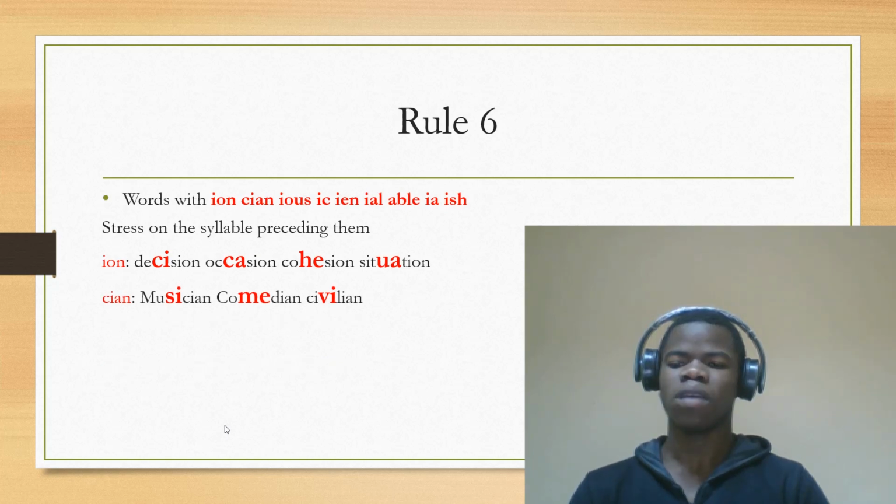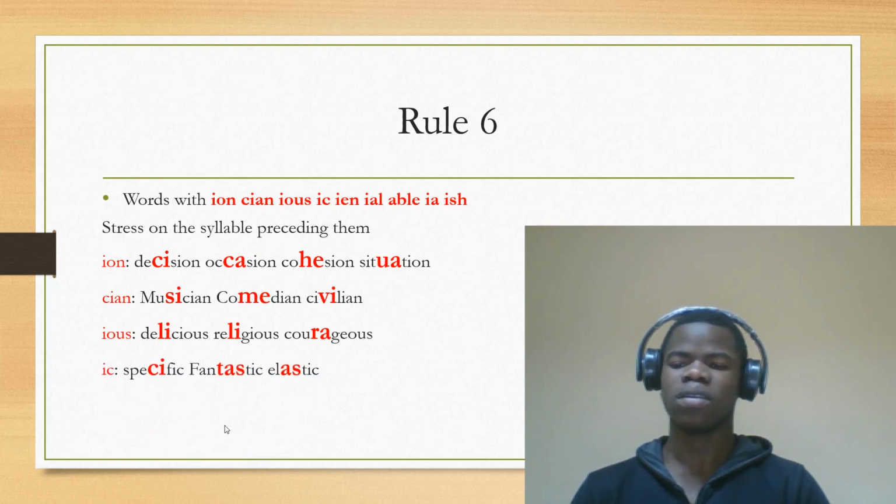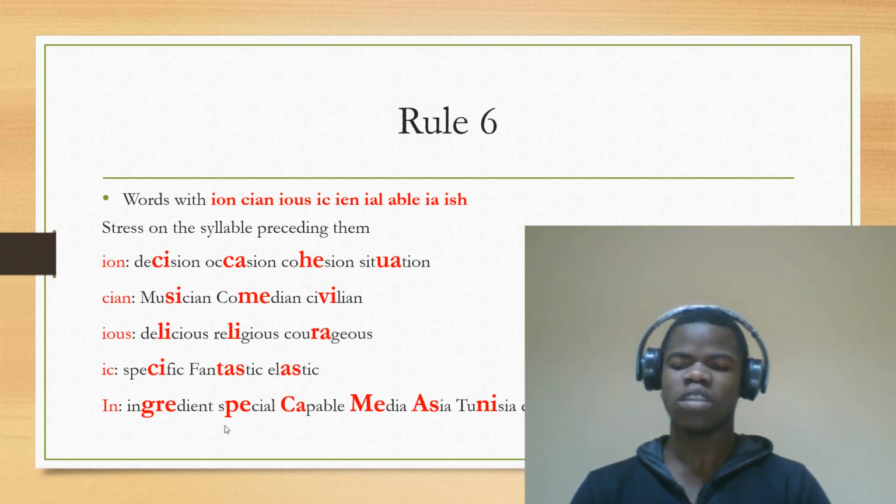Also, we have words ending with CIAN, as in musician, comedian, civilian. The same with words ending with IOUS, such as delicious, religious, courageous, and words ending with IC, such as specific, fantastic, elastic, and words ending with IUM, okay, ingredient, special, capable, media, Asia, Tunisia, established, and so on.